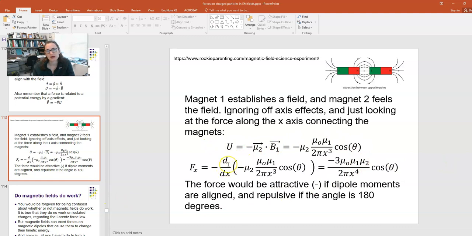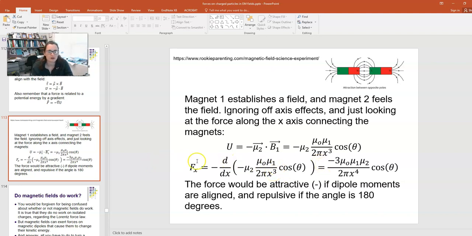The force would be minus the gradient of the potential energy. The x component of that gradient, F sub x, would be minus dU/dx. So here we go, minus d/dx of minus mu 2 times mu naught mu 1 over 2 pi x cubed cosine of theta. All right. Now, the negative signs cancel one another out here, and then I'm just taking the derivative with respect to x of 1 over x cubed. Everything else is a constant. Okay, so that would give me minus 3 over x to the fourth if I take that derivative.